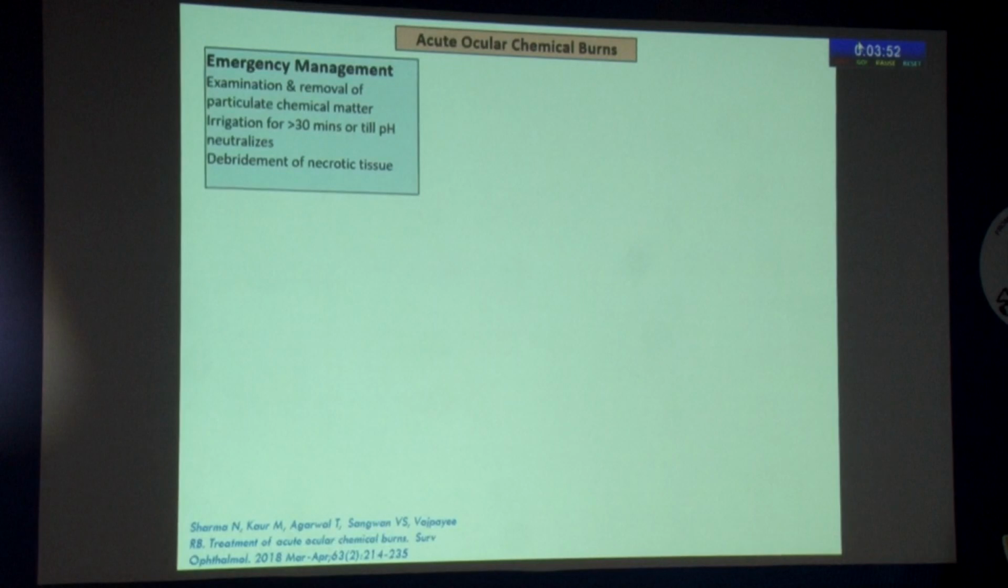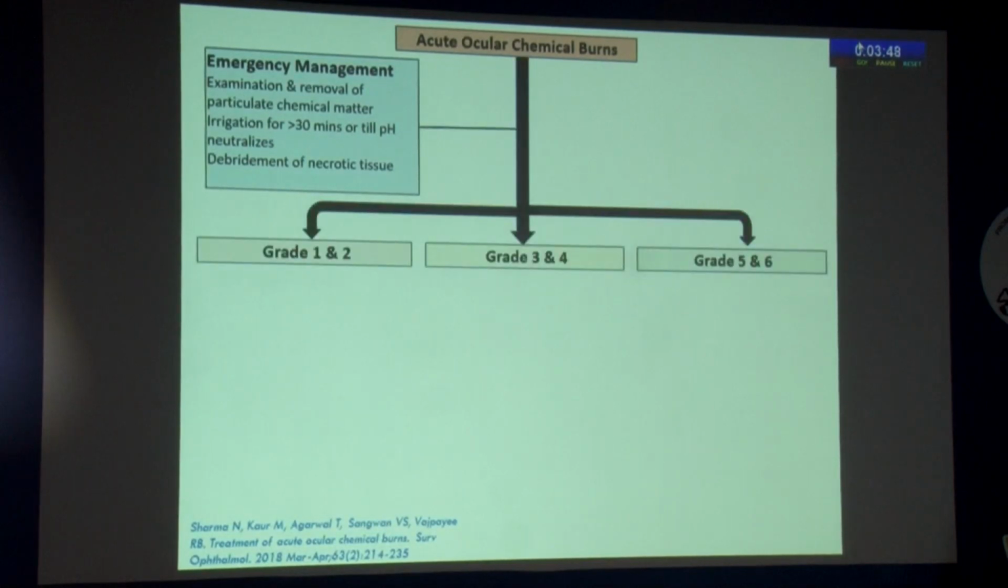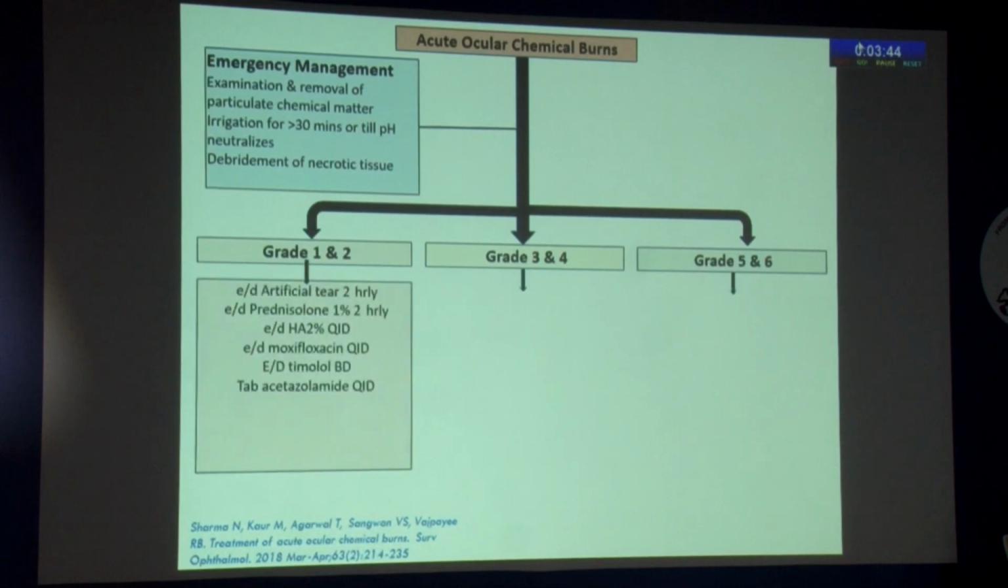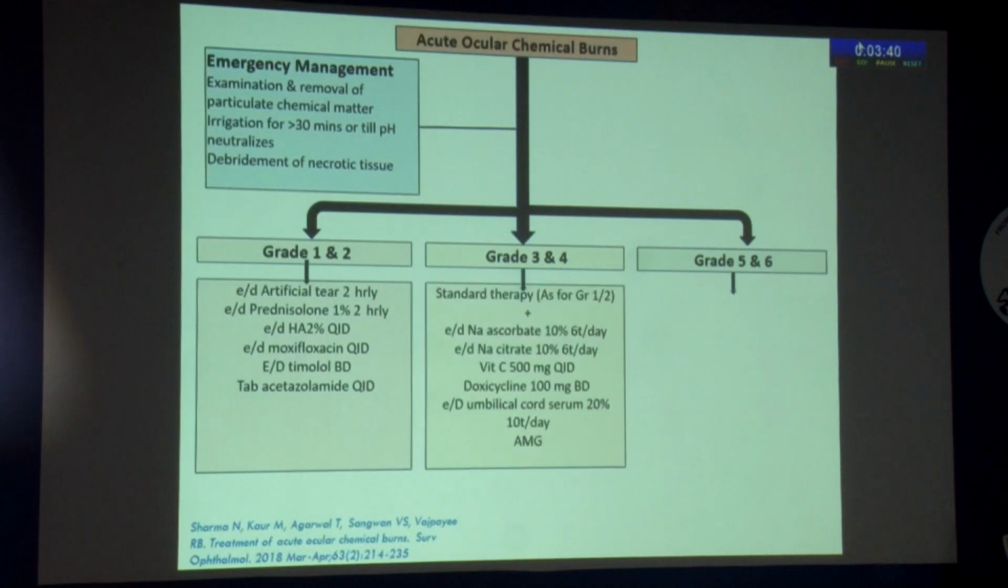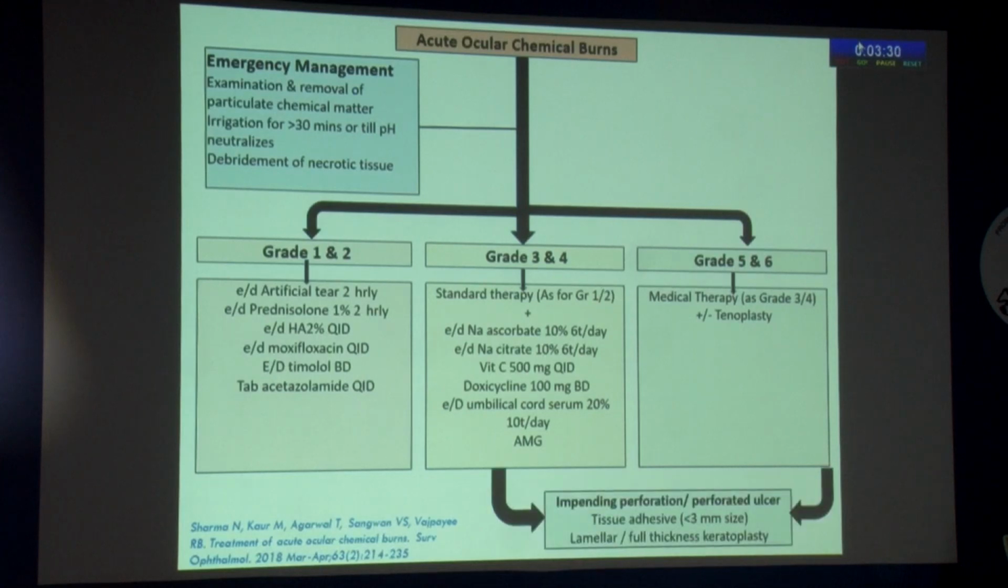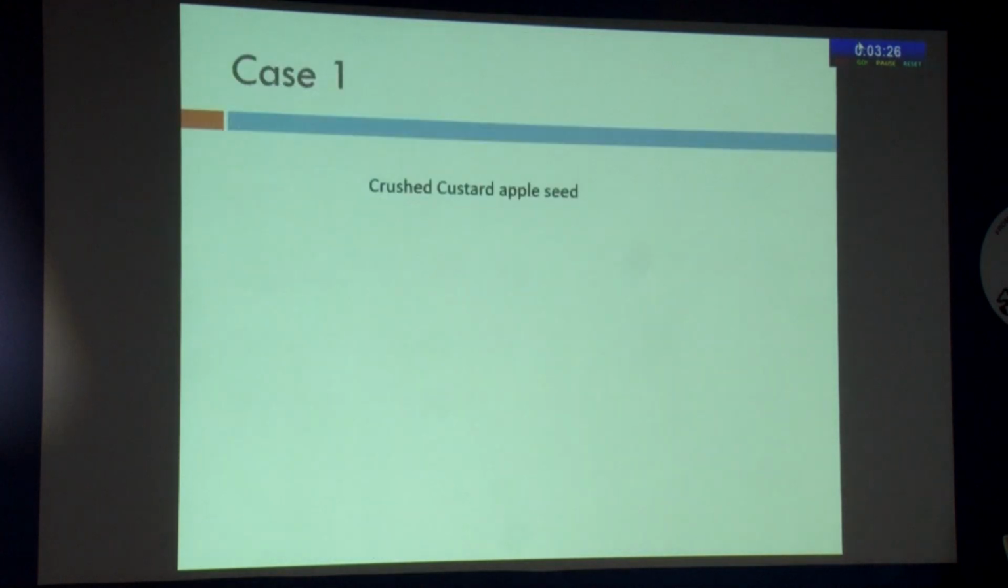So to conclude, acute chemical injuries in the emergency management need to be managed with a copious wash. If it's a grade 1 or grade 2 injury, only medical treatment with topical therapy can be done. If it's grade 3 or grade 4, then you need to top up with amniotic membrane grafts, and in grade 5 and grade 6 tenonplasty may be considered. However, despite the best management, grade 5 and grade 6 do end up with a lot of complications.